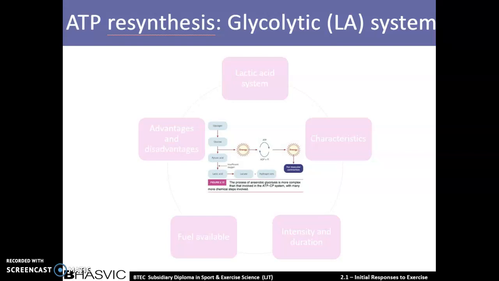Glucose is broken down by two enzymes called PFK, phosphofructokinase, and one called LDH, or lactate dehydrogenase. Two ATP are used to fuel glucose and four are created, so the body has a net gain of 2 ATP to use for the muscular contractions.